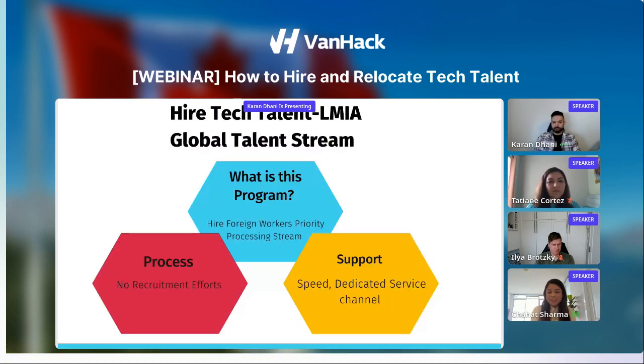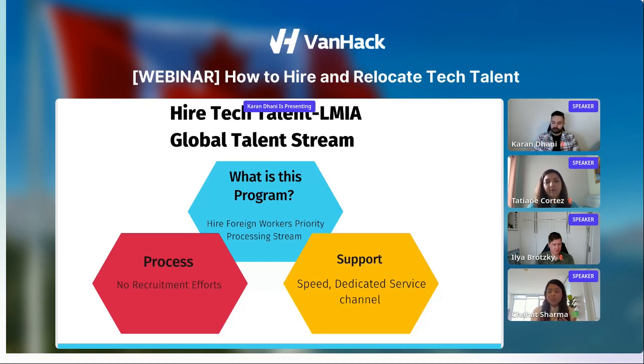Hi everyone, this is Chahat again, from the Global Mobility team. I'll be covering the details about how the LMI works and what the Global Talent Stream is. So, LMI: it's the Labor Market Impact Assessment. What is it used for?